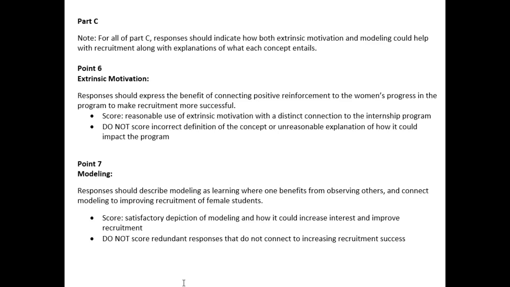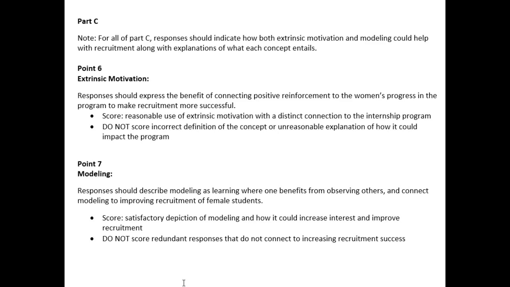Finally, score point 7 for Part C, question number 2, is modeling. So all the responses should describe modeling, and then the response should go on to connect modeling to the improvement of recruitment. So a satisfactory response would depict what modeling actually is in this situation, and then how it would improve recruitment or increase interest with women so that recruitment is progressive.